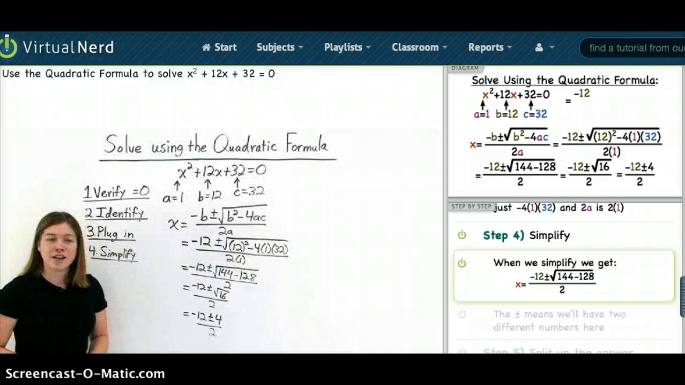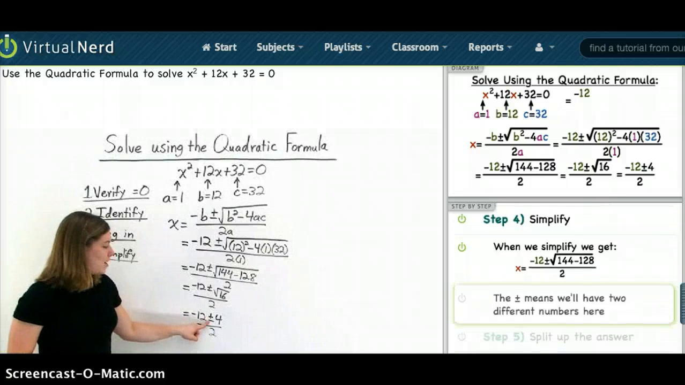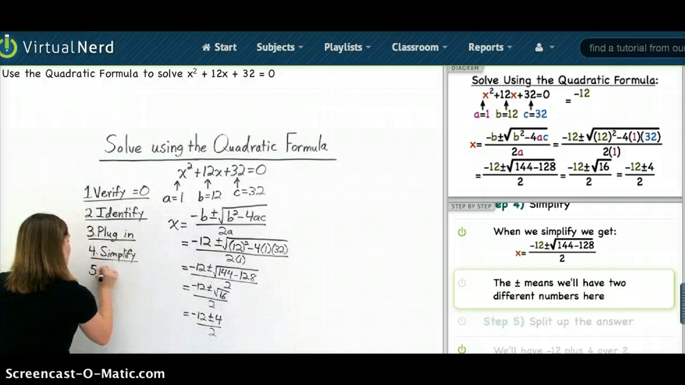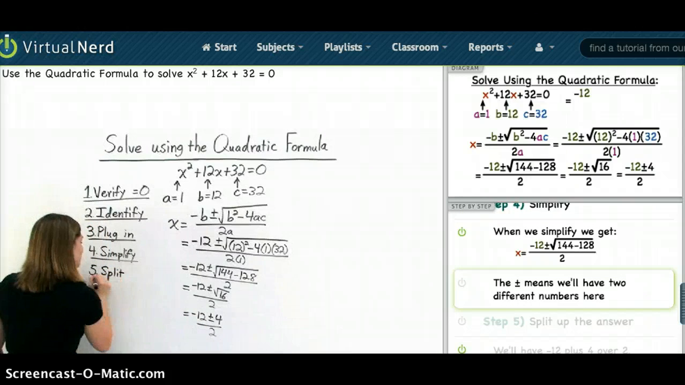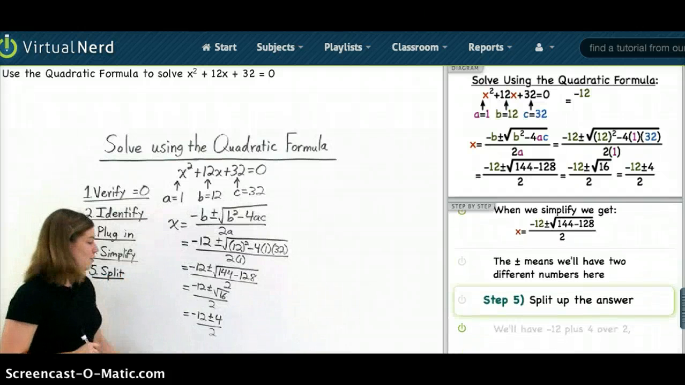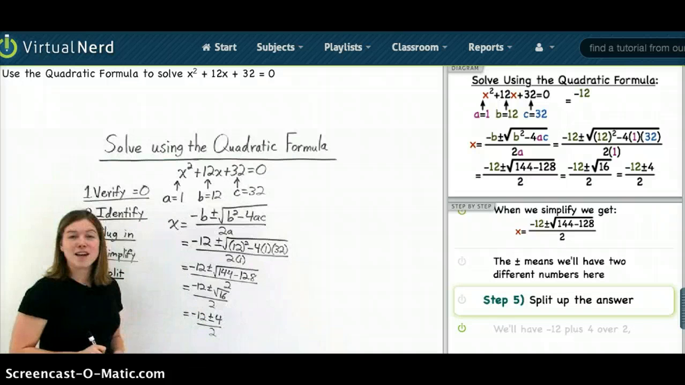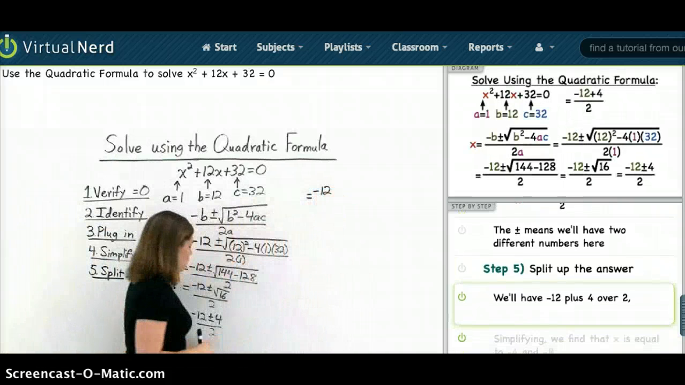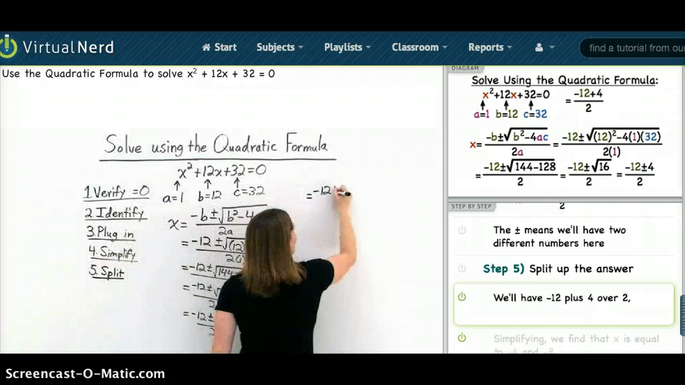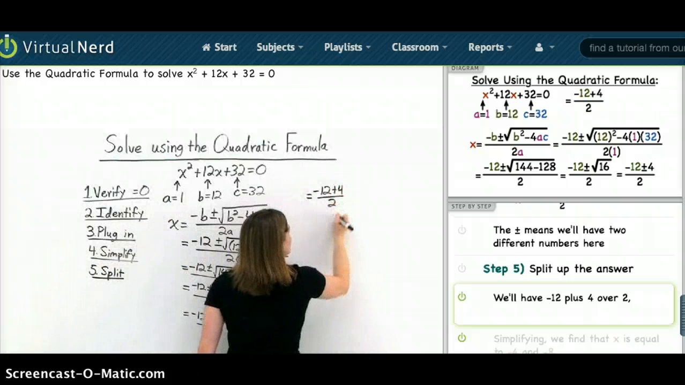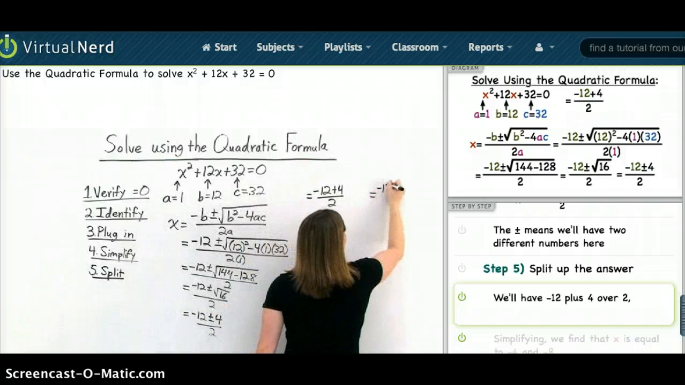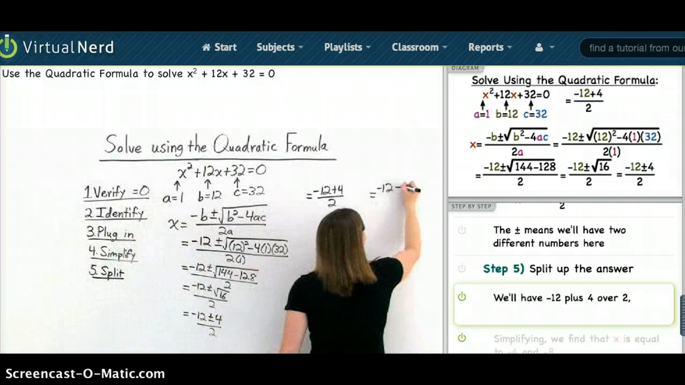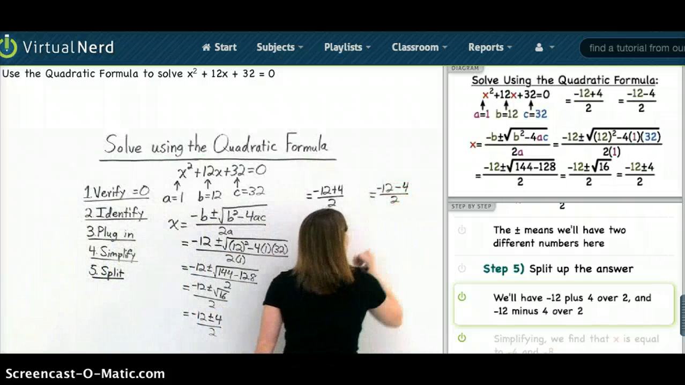But look at what we have in our answer. We have a plus and a minus. That means we actually have two different numbers here. So in step number 5, we need to split up our answer into the two different values, the plus version of 4 and the minus version of 4. So we have negative 12, and we'll use the plus first. So we have negative 12 plus 4 over 2. Then for the other one, we have negative 12, and this time we'll use the minus version. So we have negative 12 minus 4 over 2.